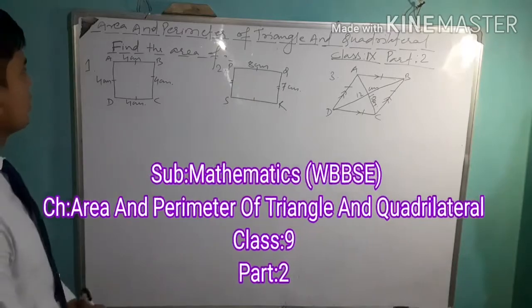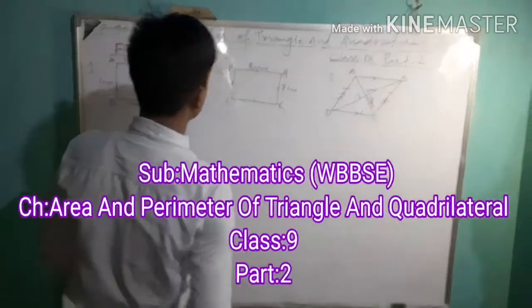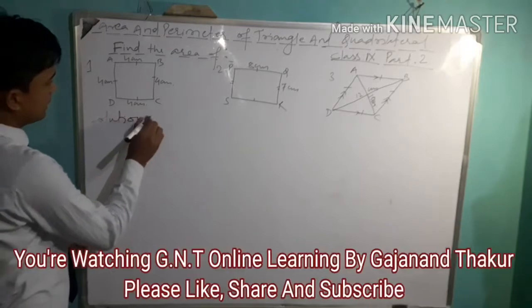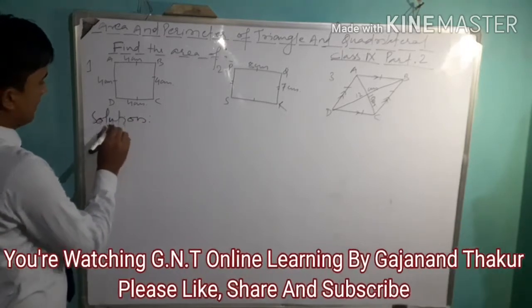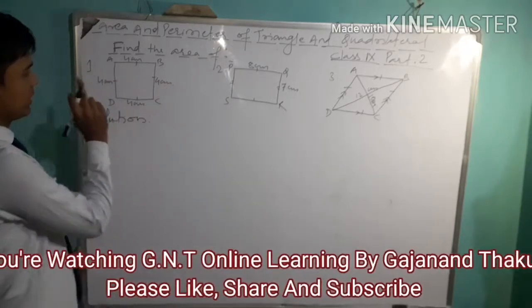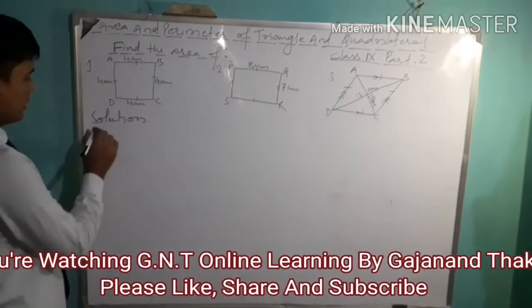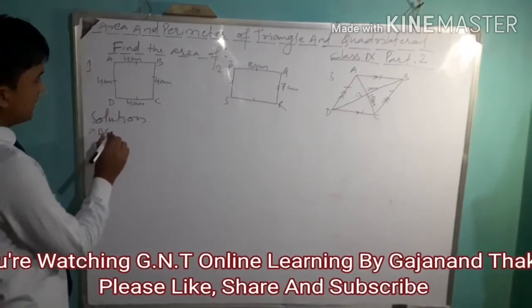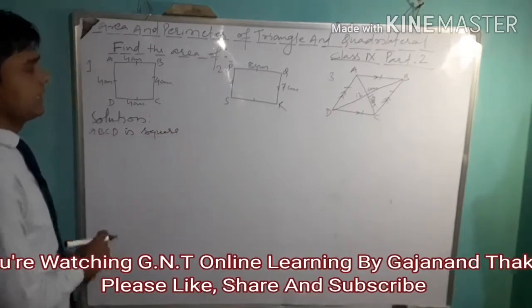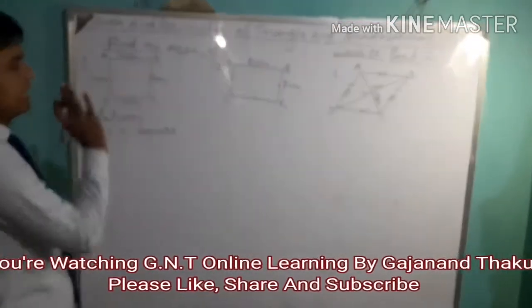So here the first question: find the area of number 1, this one, number 2 and number 3 we have here, right? So here in the part of the solution, number 1, we are given 4 centimeter, 4 centimeter, 4 centimeter, 4 centimeter. So this figure is known as a square, right? So ABCD is a square. Why? Because all its sides are equal, right?